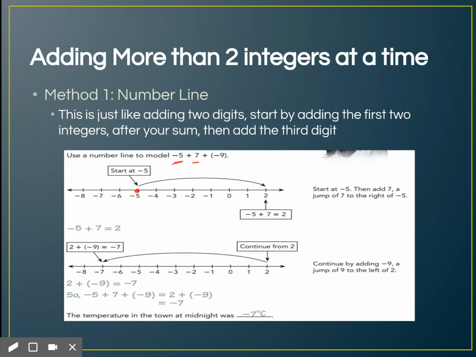And you're going to move right or left depending on whether you have positive or negative. So because we're adding a positive 7 here, we move to the right 7, where you see we land on 2. So negative 5 plus 7 equals 2. And now we're going to use that answer here, 2 plus negative 9. So back to our number line, we start at 2. And because we're adding a negative 9, you're going all the way to the left, 9 spaces, where you land on negative 7. So negative 5 plus 7 plus negative 9 is a negative 7.